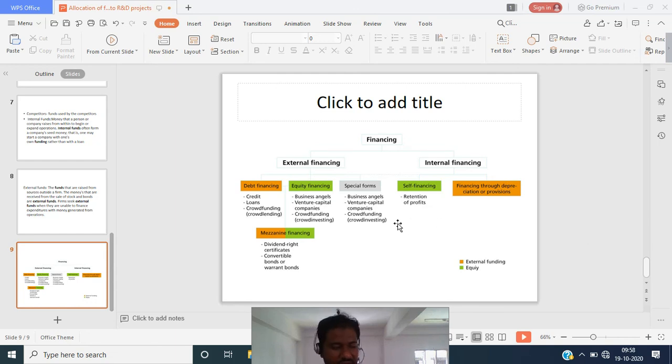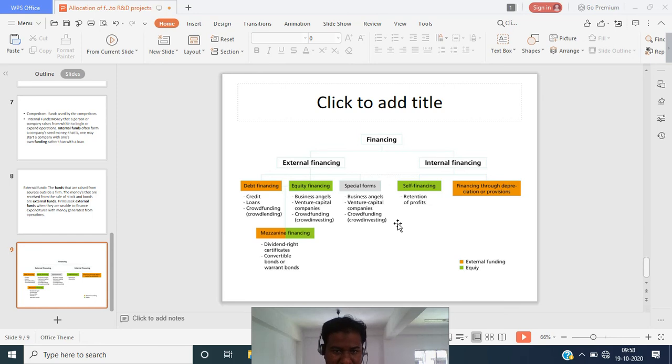Like self-financing, as I was saying, we have to keep some amount. Every company nowadays is keeping some funds to meet their internal needs. Like that, we have external financing. Debt financing is there, equity financing is there, mezzanine financing, the special forms are there.